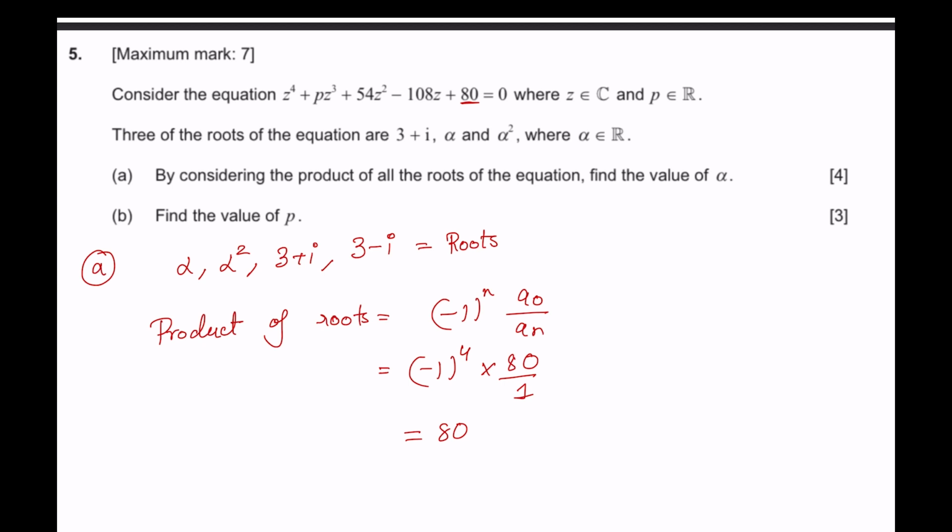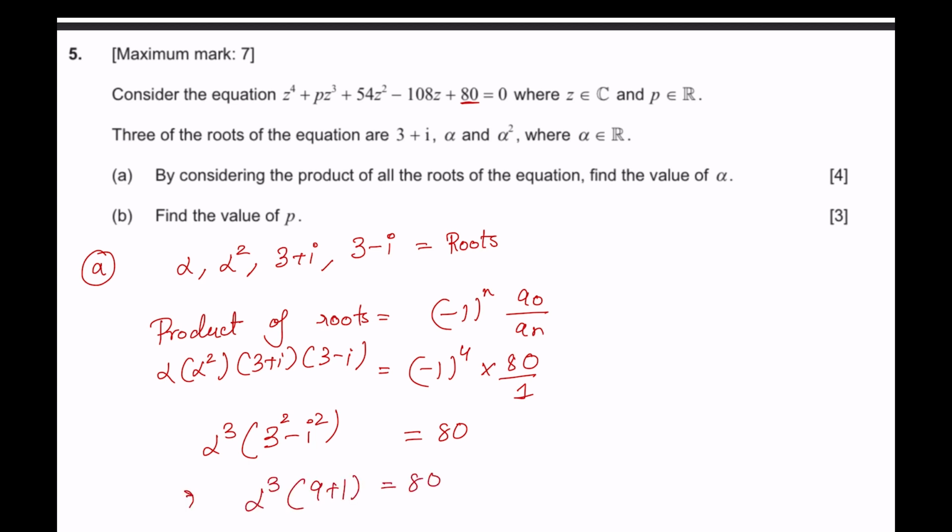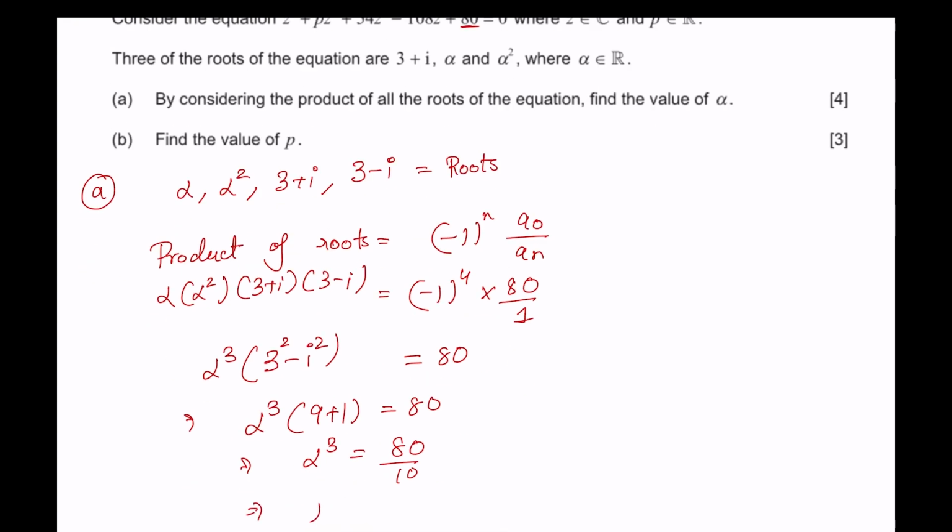Now let's plug in the values, right? So alpha times alpha square times 3 plus i, 3 minus i. These will be the product of the roots, so it's alpha cube. 3 plus i, 3 minus i will be 3 square minus i square, which is 9 plus 1. So alpha cube equals 80 by 10. So I can write alpha cube equals 8.